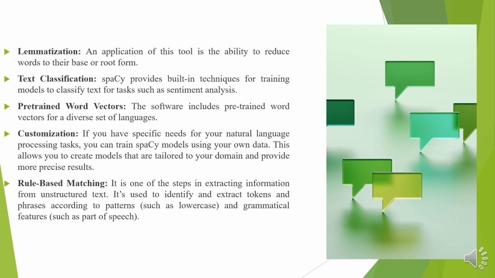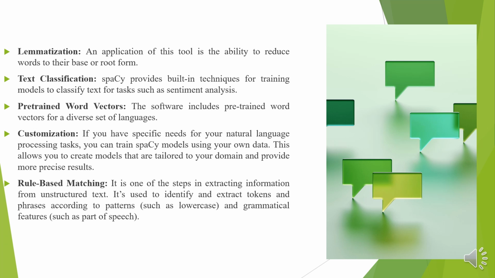Another feature is lemmatization, which is an essential NLP feature that reduces words to their base or root form. For example, the words running and ran are both reduced to run. This is useful for improving text search, reducing redundancy in text data, and making NLP models more efficient.